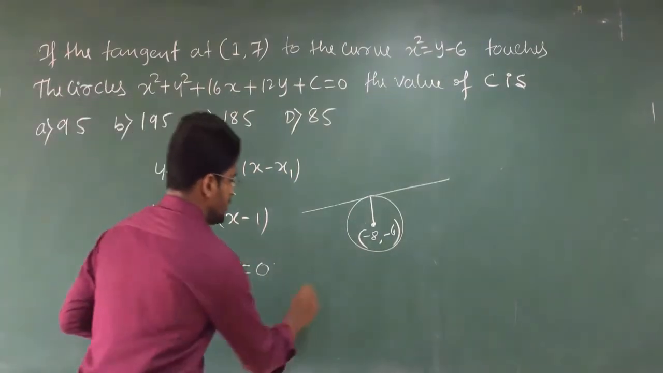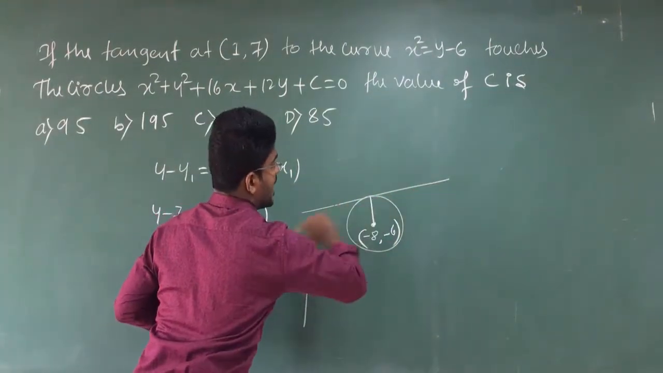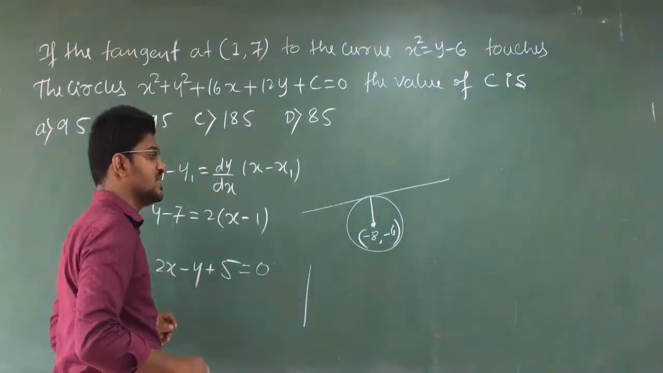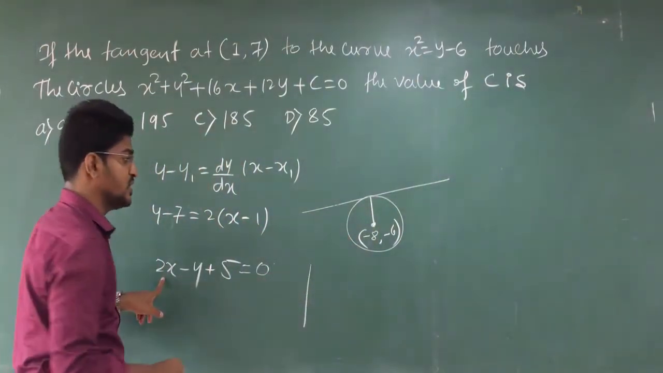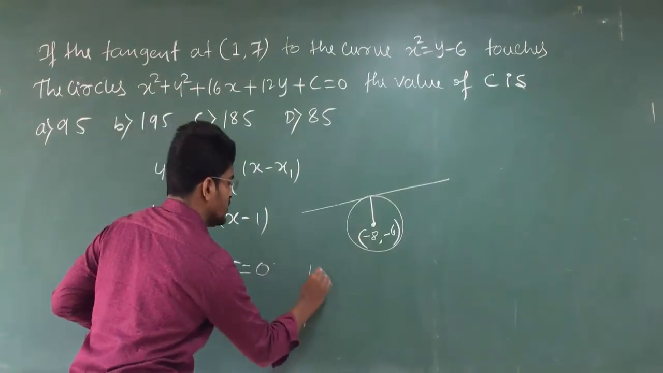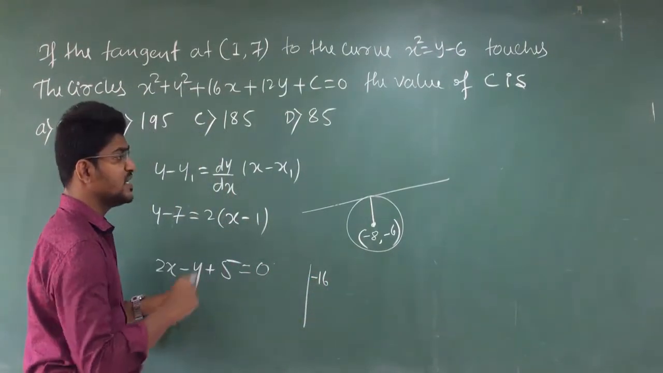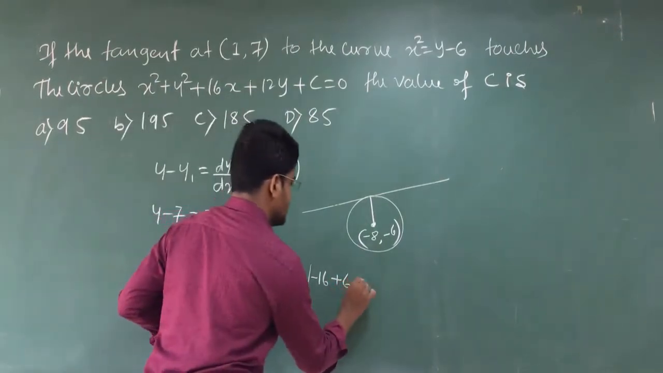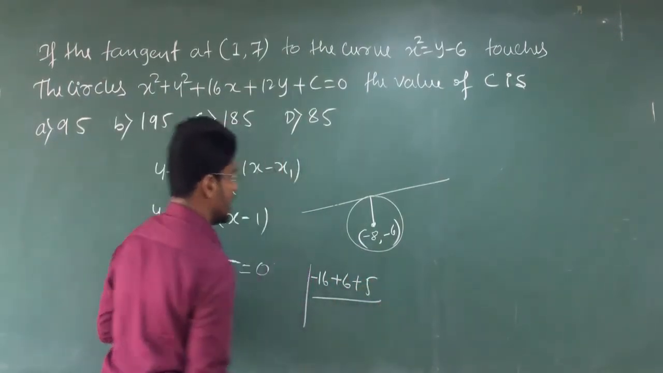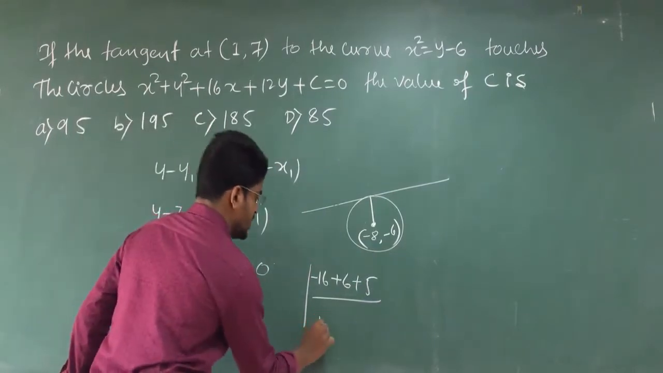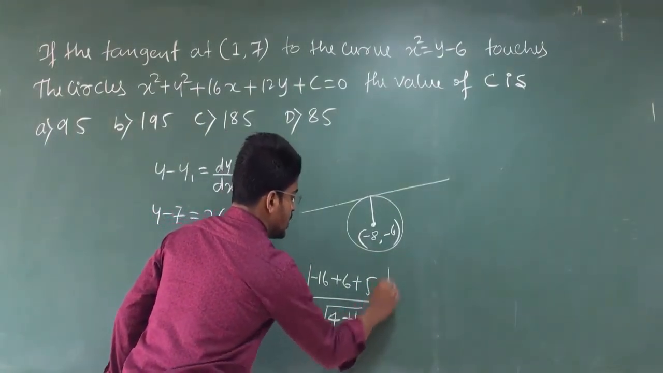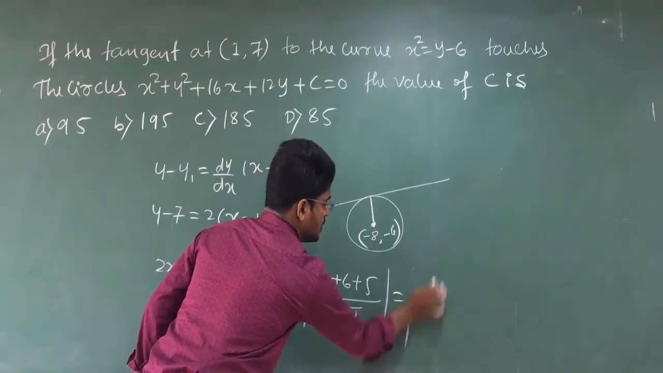See here. Distance of this line from the particular point, that is (-8, -6), will be written using this equation: 2 into -8, it will be -16. Minus into minus will be plus 6. And this is plus 5 divided by root of a square plus b square. Root of a square plus b square means 4 plus 1. And this must be equal to what?